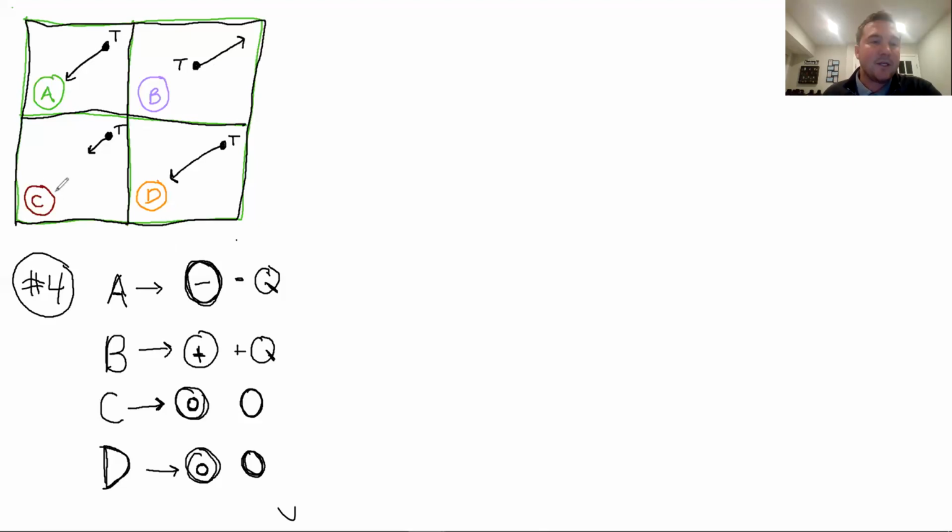We know C has to be neutral because it created a weak attraction, and it tells us that D is neutral. It's an uncharged copper ball, right? If it didn't say that D was neutral, we wouldn't know if D was charged or uncharged, right? Because there's two cases, right?